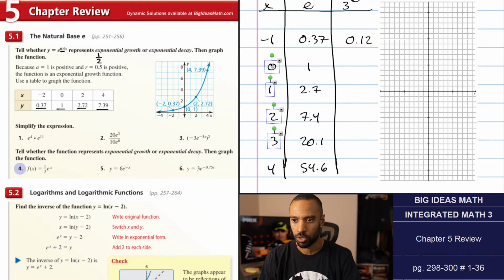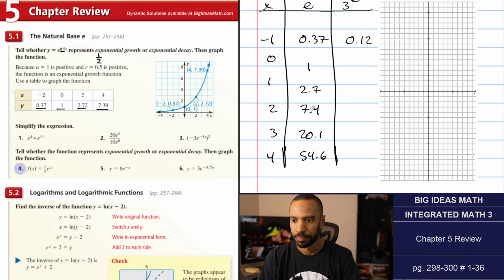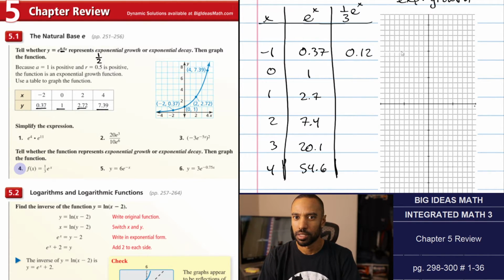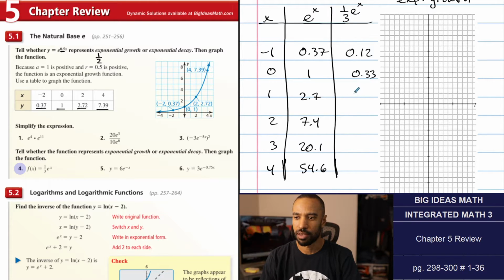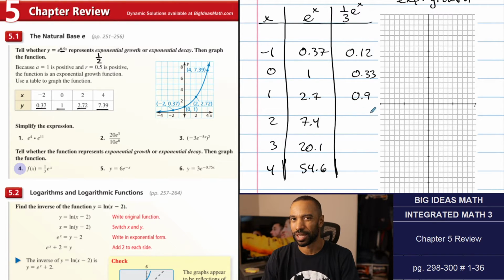Let's get these ones scrolled up a little bit if we can. Okay, 1/3 is around 0.3, 0.33, whatever you want to call that. 2.7 divided by 3 is around 0.9. See, normally I wouldn't do a table, but the fact that you have to do these decimals dividing it by 3 is probably something I got to take care of. 7.4 divided by 3 is, I don't know, 2.